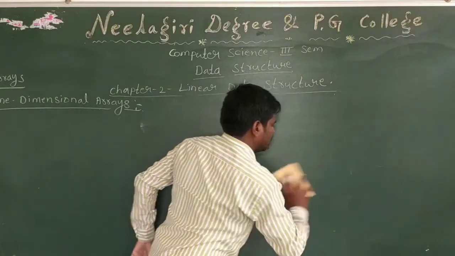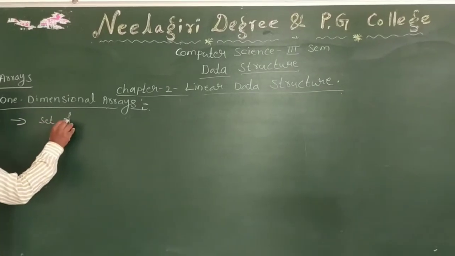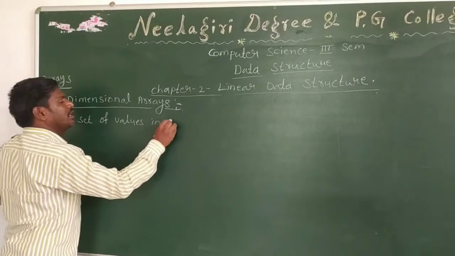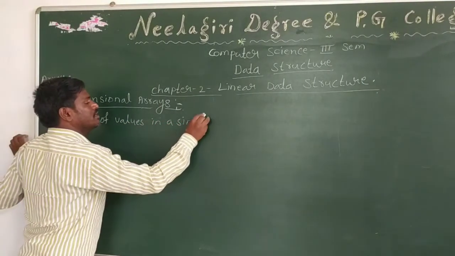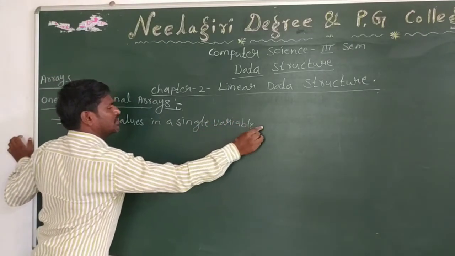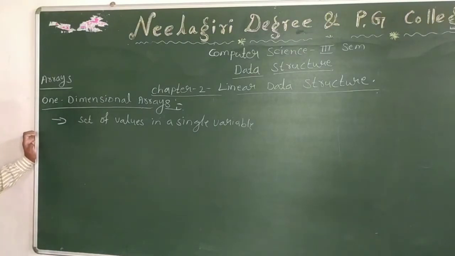Next, what is a one-dimensional array? A one-dimensional array is an array that can store a set of values in a single variable. Or you can say, as in some textbooks, a row of values in a single variable.